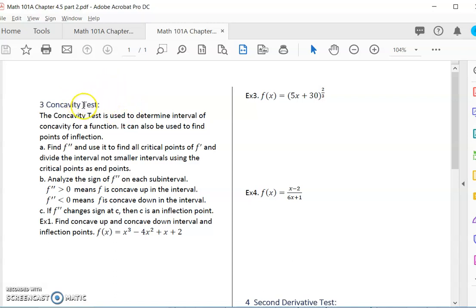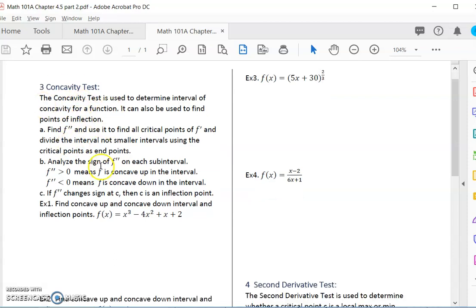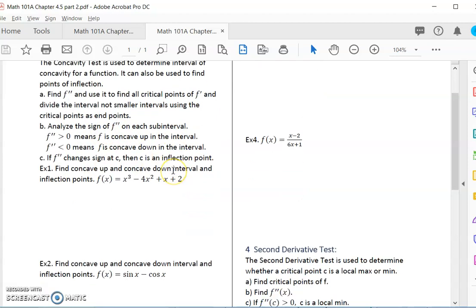So just like the name, the concavity test means you can use it to determine the intervals of concavity. So that means you can determine if it's concave up or concave down, and also if there is a point of inflection. So how do you do it?